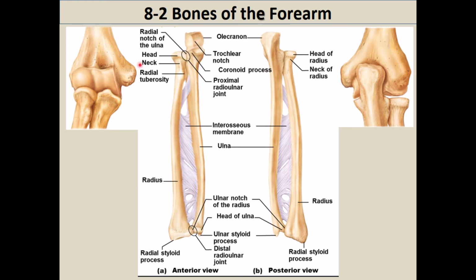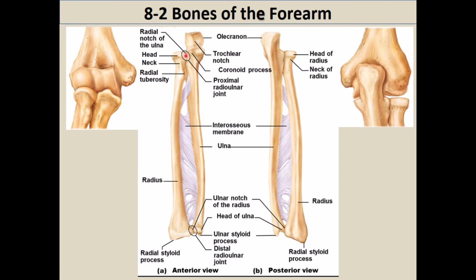So this area goes to here, especially when you flex your elbow. This is the coronoid process of the ulna. This is the coronoid process. And as I said before, when you flex your elbow, then it goes here in the coronoid fossa of the humerus.